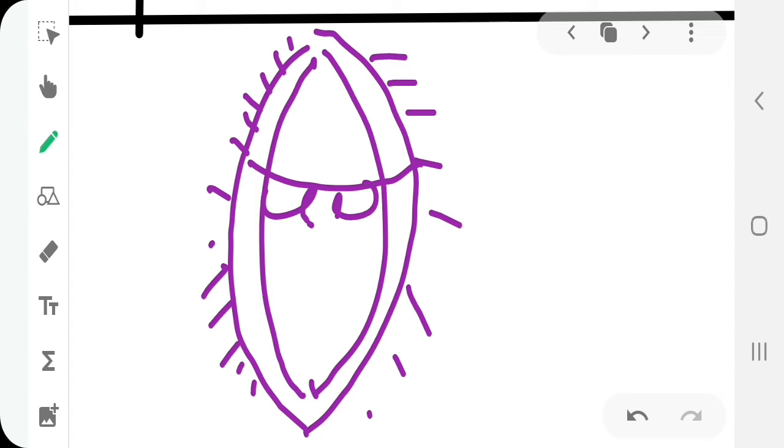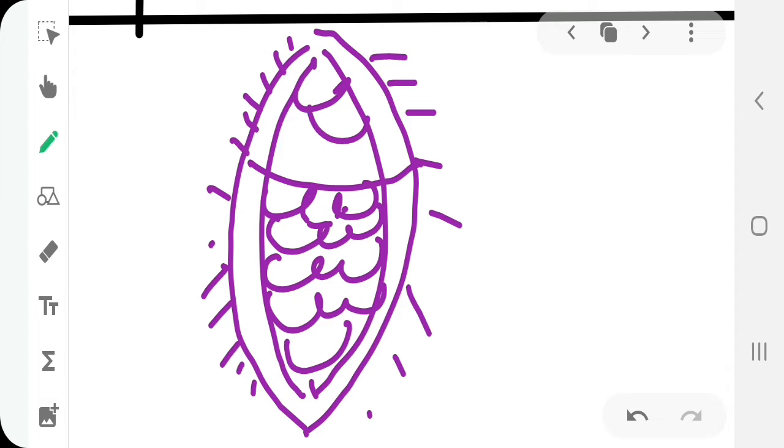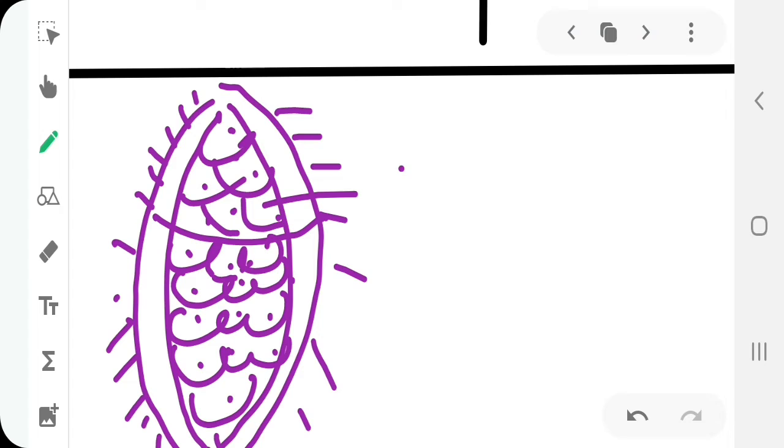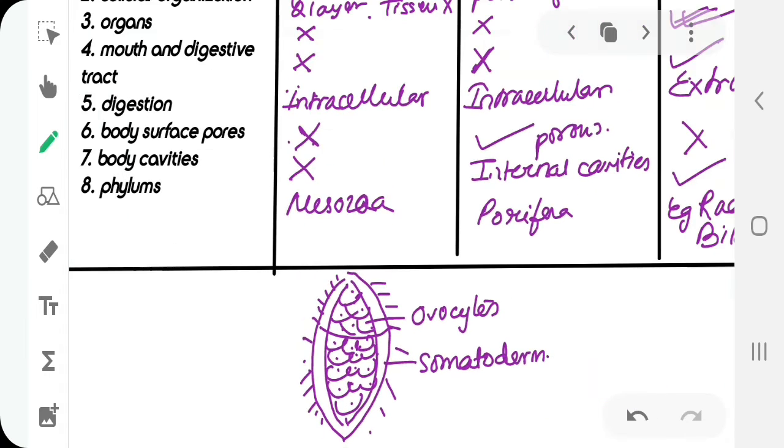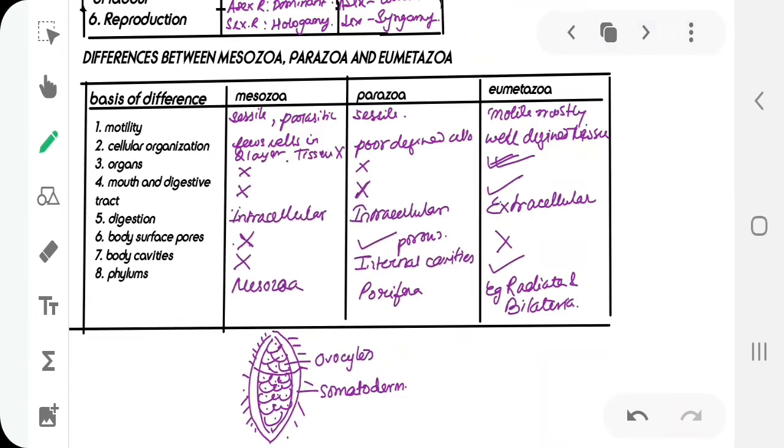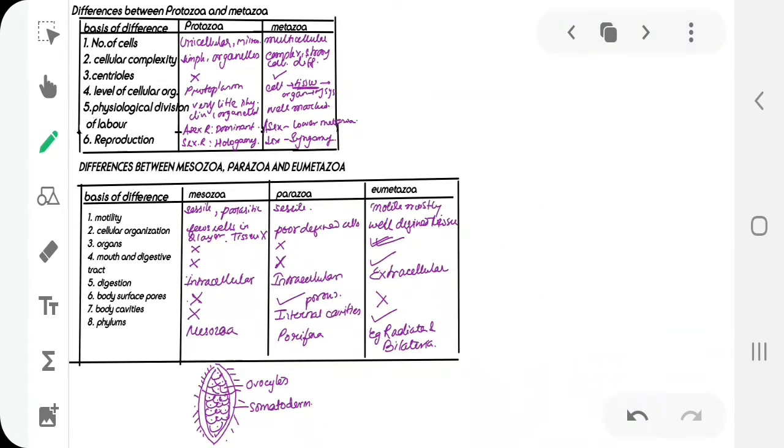There are layers of cells over here. These are all cells with their nuclei, which are known as oocytes, and this outer covering is known as somatoderm. So this is a rough structure of a Mesozoa. That's all for the differences between Parazoa, Mesozoa and Eumetazoa.